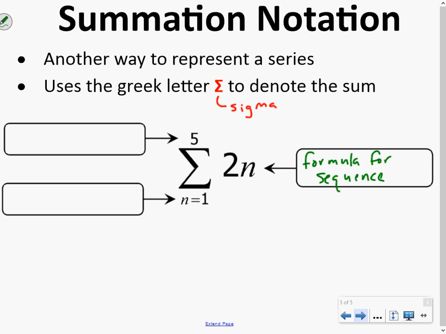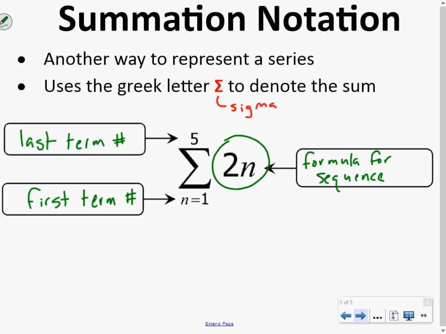The number on the bottom is the term number that we're starting at. And the number on the top is the term that we are stopping at. Okay, so if I wanted to find the series, I would find the first 5 terms in the sequence generated by this formula and then add them all together. Okay, so let's do that.